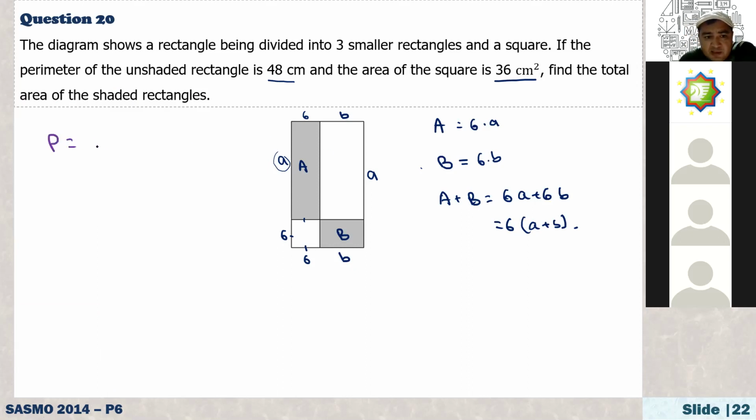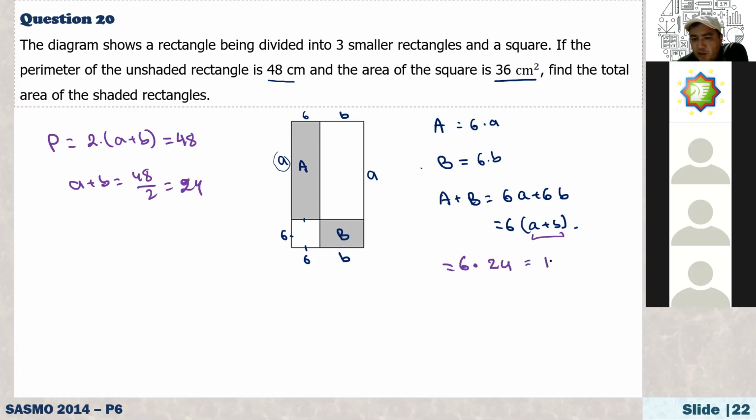On the other hand, it's also given that the perimeter of the rectangle is 2 times (length plus width), 2 times (A plus B), which equals 48. Dividing by 2, A plus B equals 24. Now if you substitute here, 6 times (A plus B), its value is 24, which equals 144 centimeters squared. The area of the shaded region is 144 cm squared.